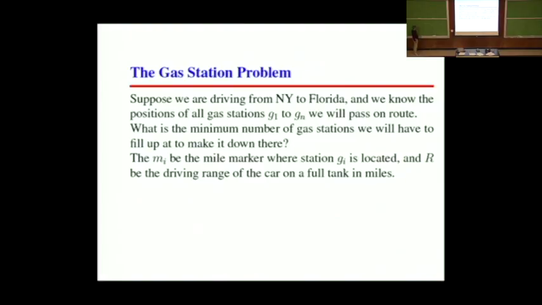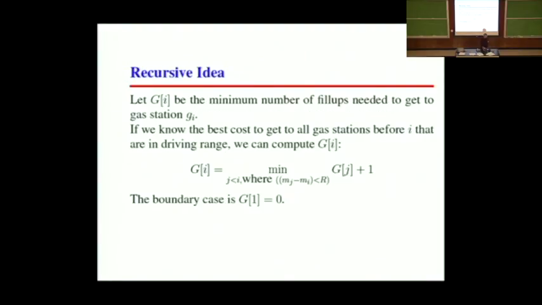Okay, so first, how do I do it? I would want to start by writing out an English description of what it is I want to compute, and then come up with a recurrence for it, right? So how would I do it? Let's say G of I is the minimum number of fill-ups I need to get to station I. Does everybody see it? This is gas station G0, G1, G2, G3, G4, ... to Gn. Does everybody see that? What is the minimum number of stops to get to Gi?